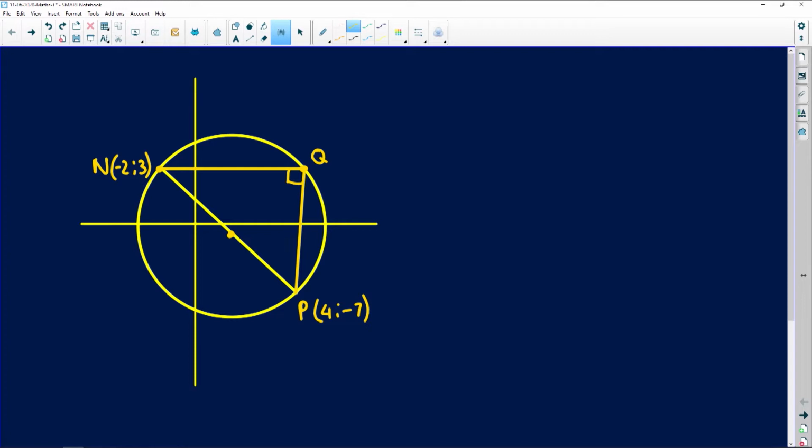Then they say in the diagram, the circle with diameter NP, good, confirming what we saw here, is given with the coordinate pair N as -2 and 3, and the coordinate pair here at P as 4 and -7. And the first question that they ask us, folks, is to find the equation of that circle.